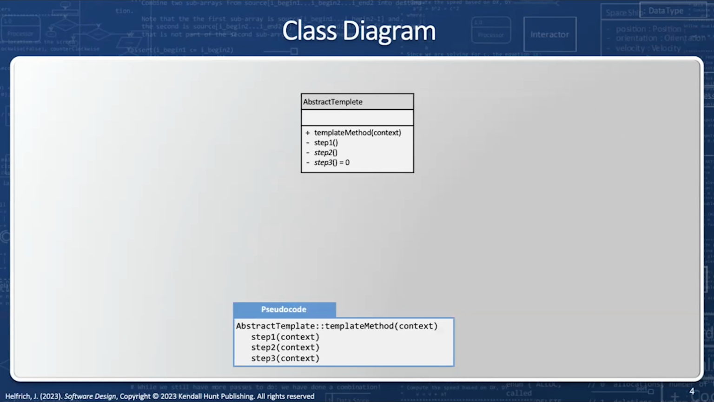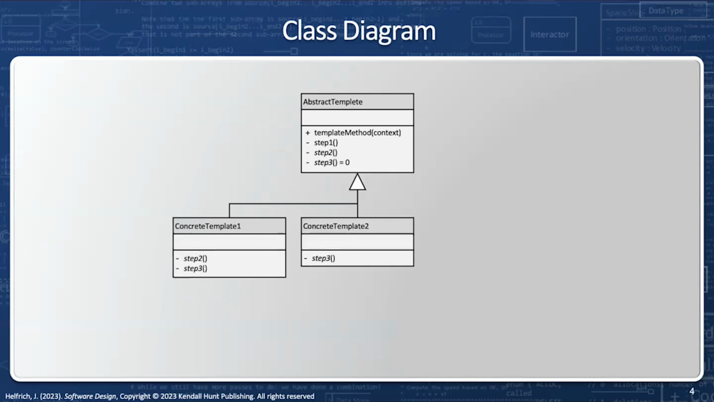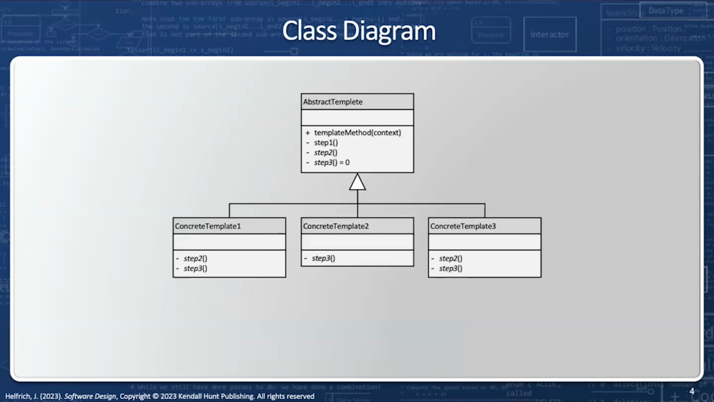Okay, now we're going to have our concrete template one, which is going to overwrite step two, which it may, and step three, which it must. And of course, we're going to get this through inheritance. Concrete template two only overwrites step three, which it must, of course, because step three is a pure virtual function. And concrete template three also happens to overwrite step two and step three. And of course, the client's going to use the concrete template class.